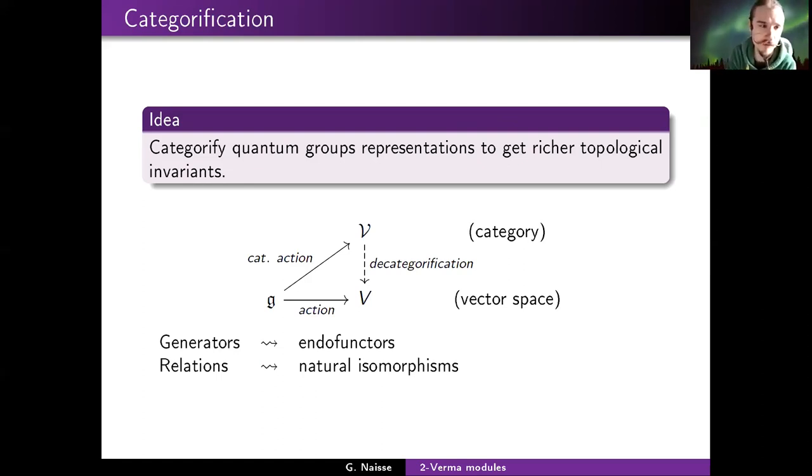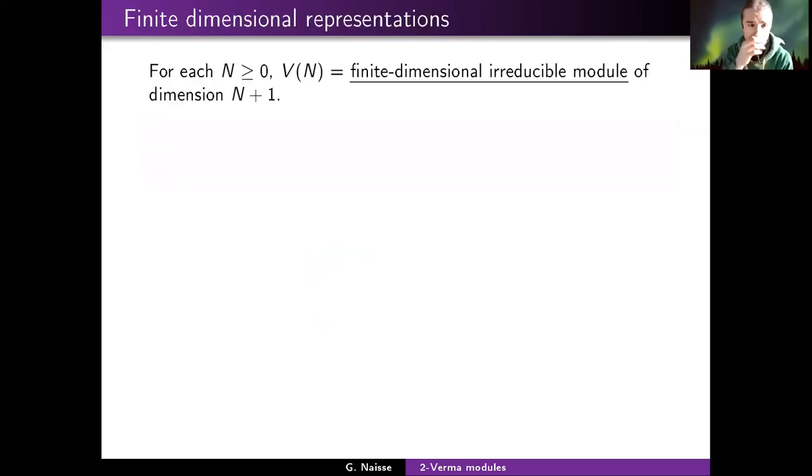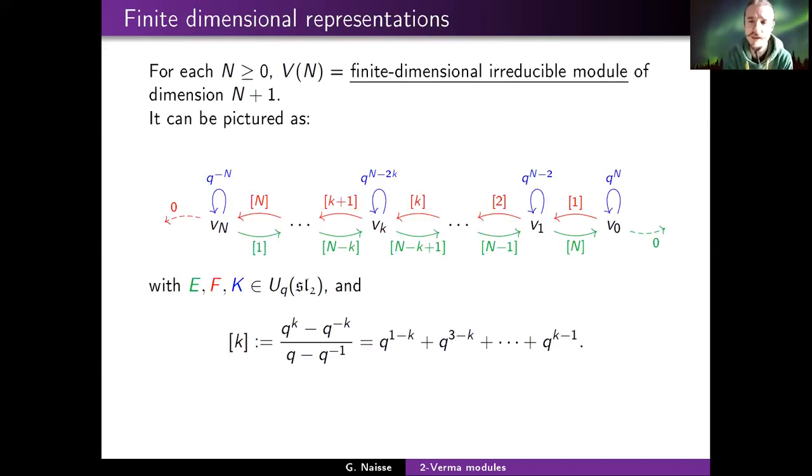Okay, and so now my goal will be to explain to you how we can categorify some of the representations of quantum SL2. And so first I need to tell you which ones. The first collection of representations that will be of interest for us will be the finite dimensional irreducible modules. And basically for each non-negative integer n, you have one finite dimensional irreducible module of dimension n plus one. Well, actually you have two of them because you can introduce some sign in the construction, but for the sake of this talk, we'll just focus on one. And you can describe it very explicitly. So here I have v0, v1, vk up to vn, which are basis elements. So I have n plus one elements because I have an n plus one dimensional vector space.